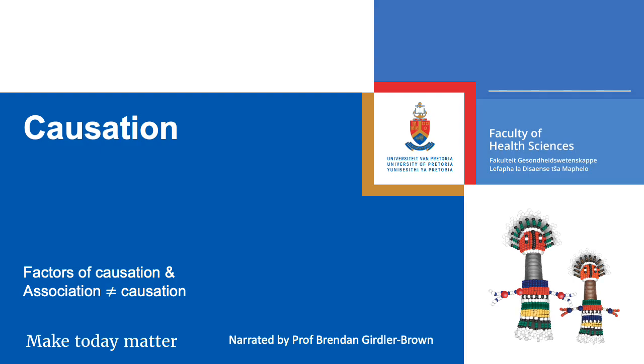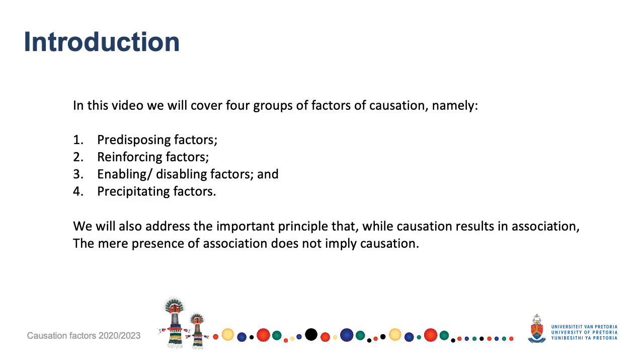In this brief video clip, we're going to talk briefly about the factors of causation, and then we're going to go on to really try to stress that association does not equal causation. These are the four groupings of factors of causation that we're going to discuss: predisposing, reinforcing, enabling, and precipitating. And then we'll go on to talk about the fact that association does not necessarily mean causation.